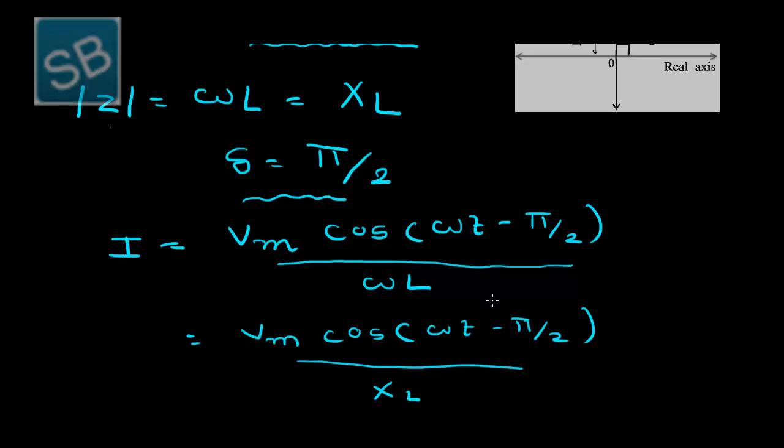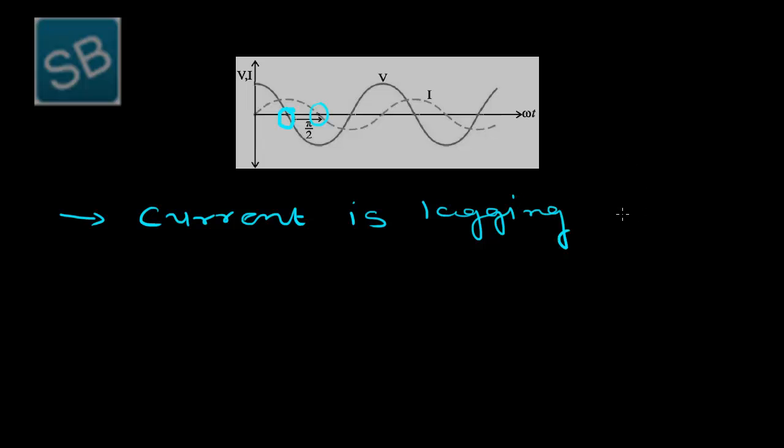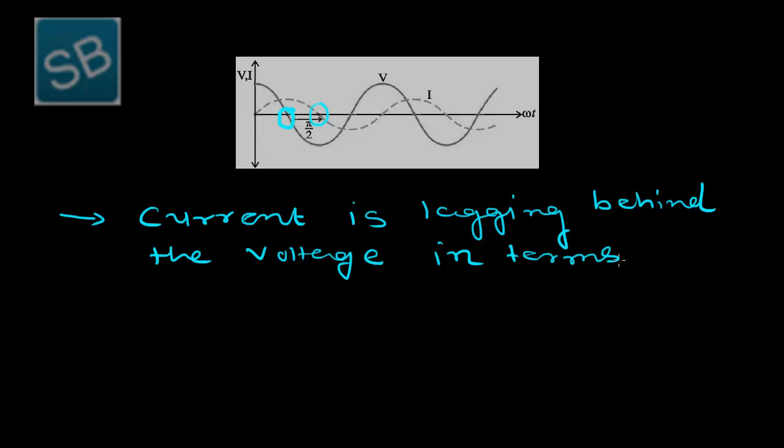And now we will show the effect of voltage and current with respect to time. Here you can see the phase difference between the voltage and current, that is pi by 2. And so I can write one statement: the dotted line is for current and the darkened line is for voltage. So current is lagging behind the voltage in terms of phase by pi by 2, that means by 90 degrees.